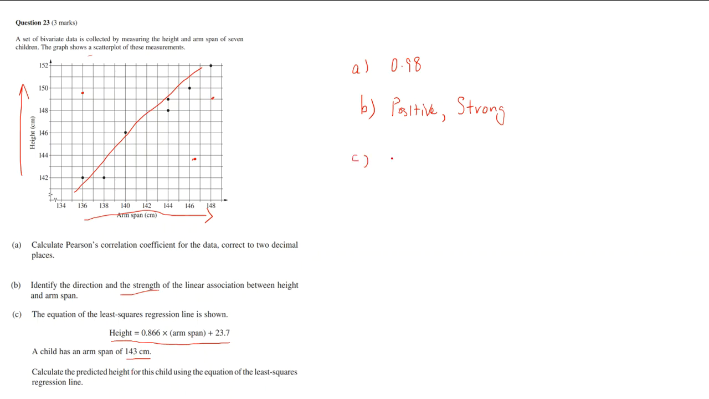That's pretty straightforward. They've already given you the equation, so height equals 0.866 times arm span, in this case 143, plus 23.7. So if you solve this, you'll get a value of 147.538.